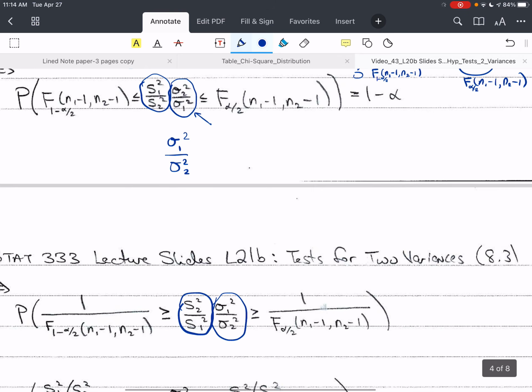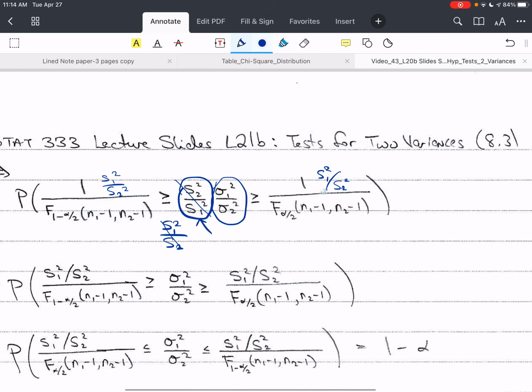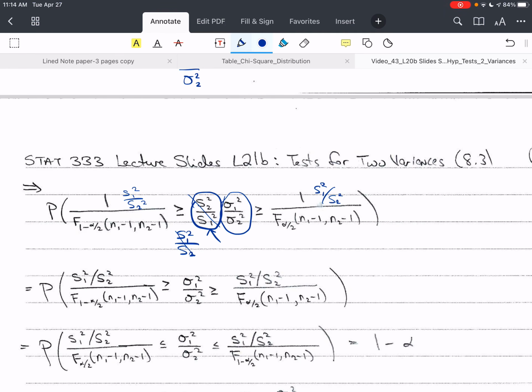Now I can just divide by this quantity, all three sides. Dividing by that is the same as inverting and multiplying. So I end up with S1 squared over S2 squared, right? If I multiply by S1 squared over S2 squared, this and this cancel out. So this is going to be S1 squared over S2 squared, S1 squared over S2 squared. And that's what I have here.